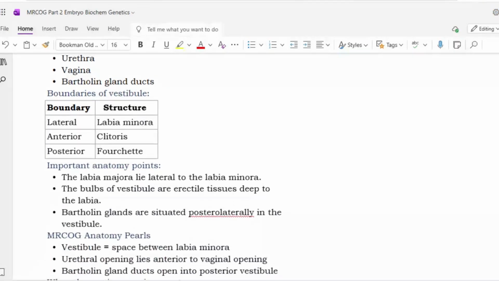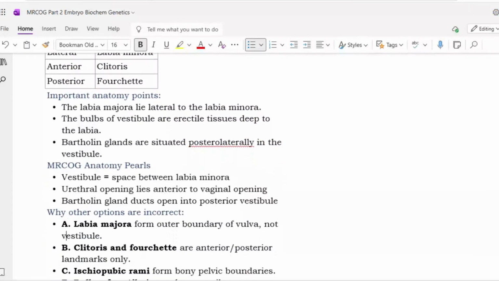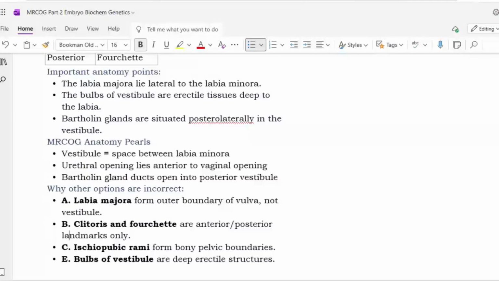The labia majora lie lateral to the labia minora. The bulbs of the vestibule are erectile tissues deep to the labia. Bartholin glands are situated posterolaterally in the vestibule. The vestibule is the space between the labia minora. The urethral opening lies anterior to the vaginal opening, and Bartholin gland ducts open into the posterior vestibule.